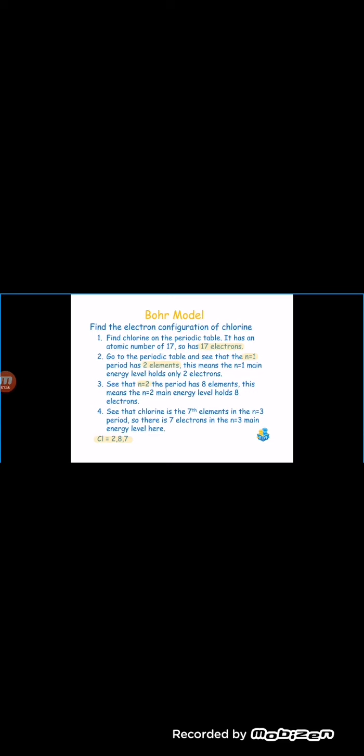If we go for the n equals 2 period, we can see it has 8 elements. This means that the n equals 2 energy level will hold 8 electrons. So we can see that chlorine is the 7th element in the n equals 3 period. That means there will only be 7 electrons in the main energy level of n equals 3. So that's where we get our configuration of Cl equals 2, 8, 7.